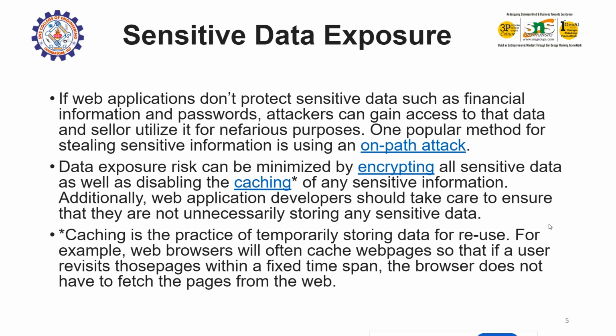So what will happen is the data will be exposed, and the risk can be minimized by encrypting it. When we encrypt those data, there is a possibility that attackers cannot find them. So one risk minimization can be done by encrypting all the sensitive data as well as disabling the caching. This is a kind of sensitive information. Additionally, web application developers should take care to ensure that they are not unnecessarily storing any sensitive data.